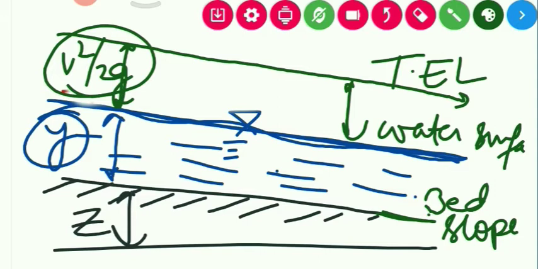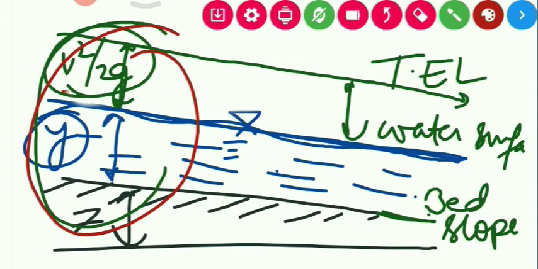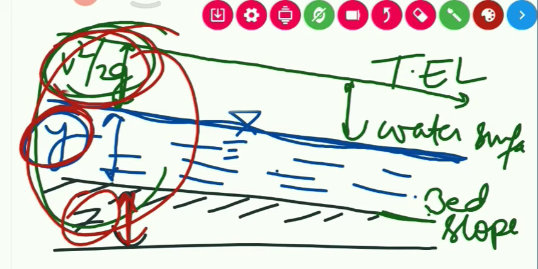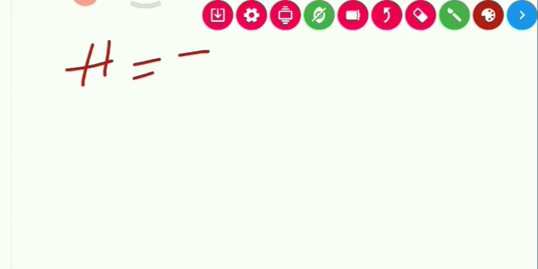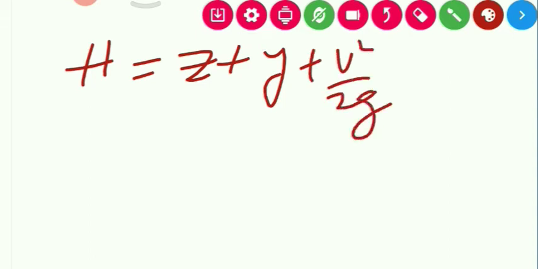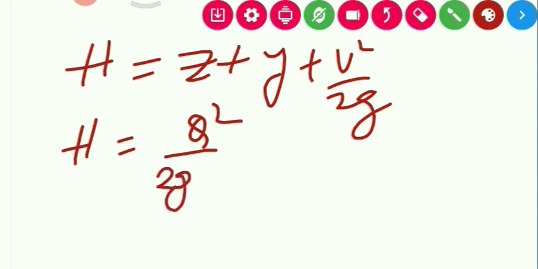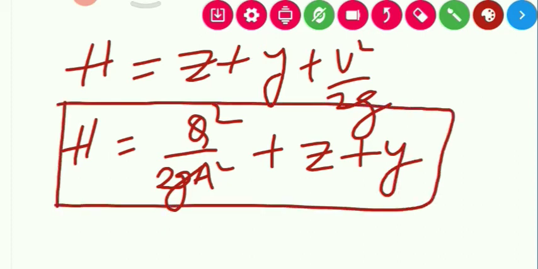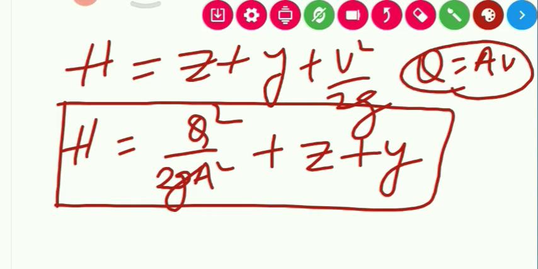Okay, so for this flow, the total energy of the flow will be this datum surface z plus this depth y plus this kinetic energy term v square by 2g. Okay, so the total energy is datum surface plus depth plus v square by 2g. This is the total energy of the flow. Okay, so we can write over here H equal to q square upon 2g A square plus z plus y. Okay, because q equal to area into velocity, so we have to put the term v from here to here. Okay, so this is the equation of the total energy.